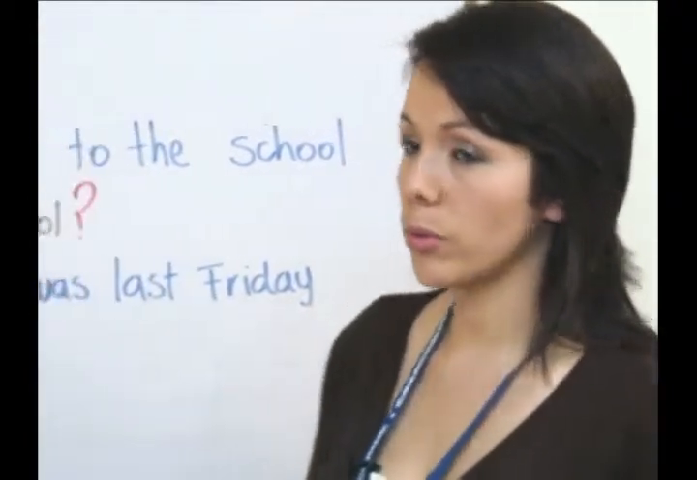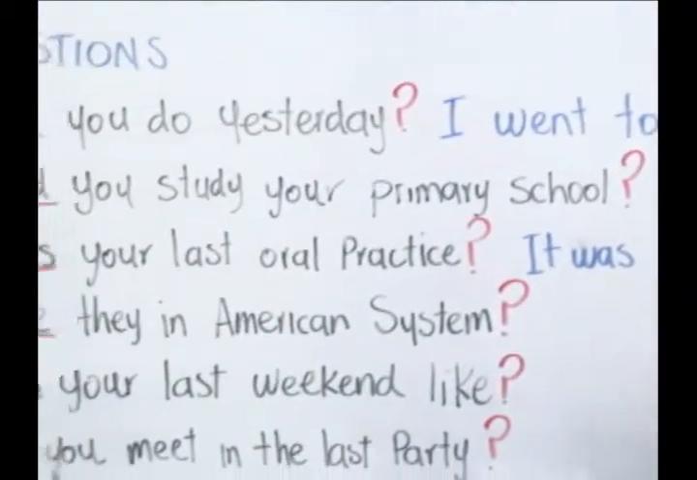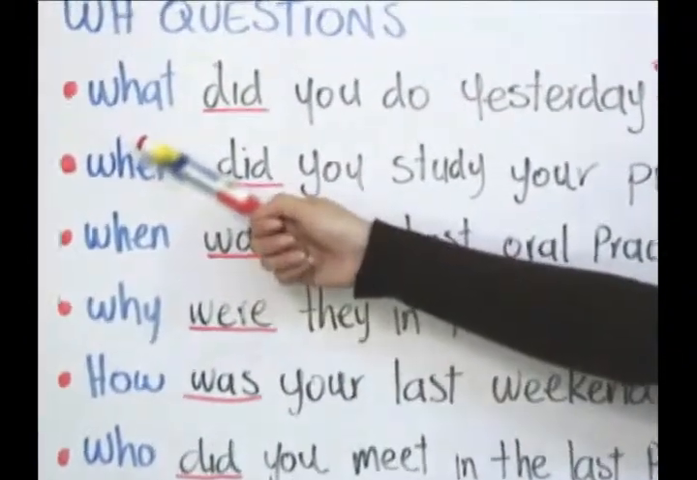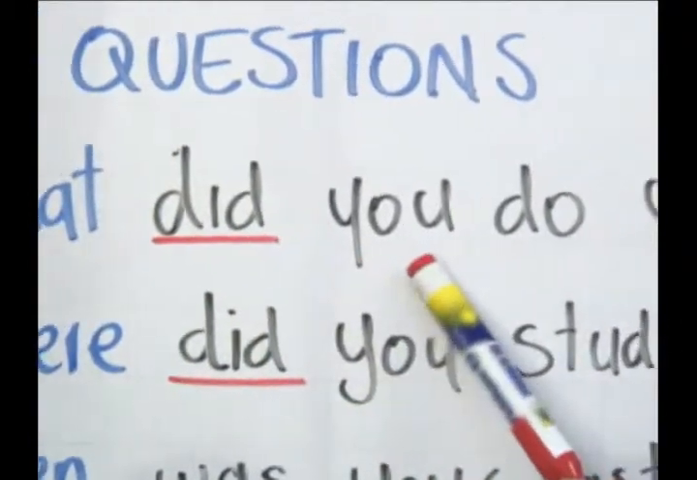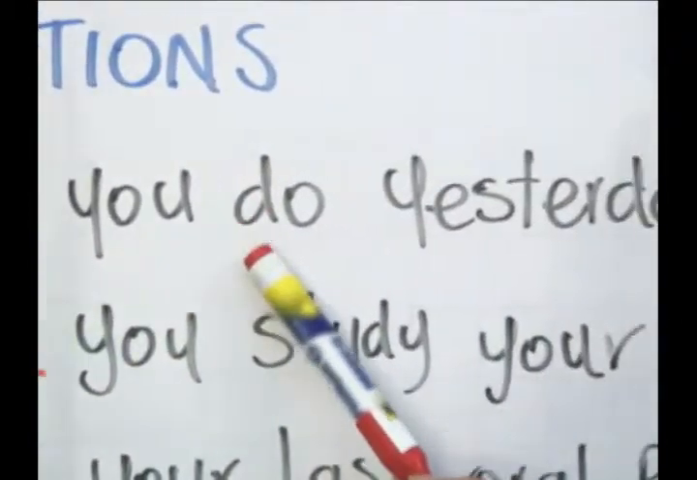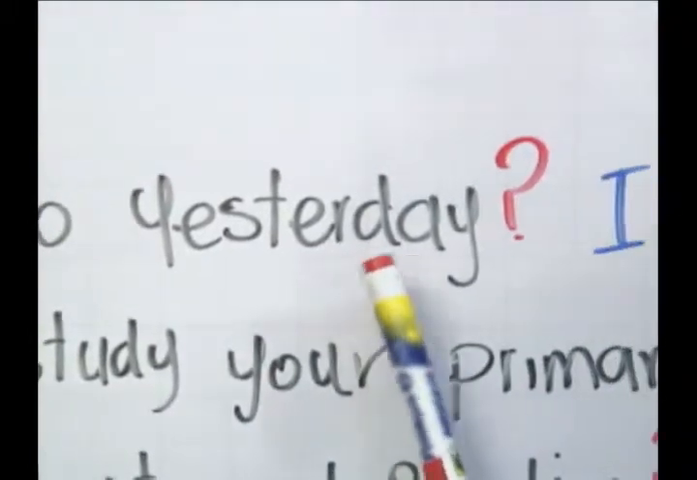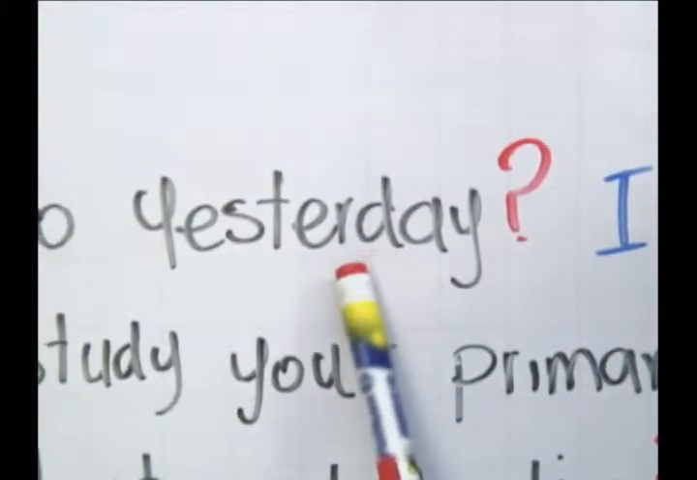Now, we are going to work on the WH questions. Remember that when we use WH questions, it's because we need specific information. So, let's go to the examples. The first WH question is what. After what, the auxiliary did, pronoun you, and action do yesterday. So, what did you do yesterday?